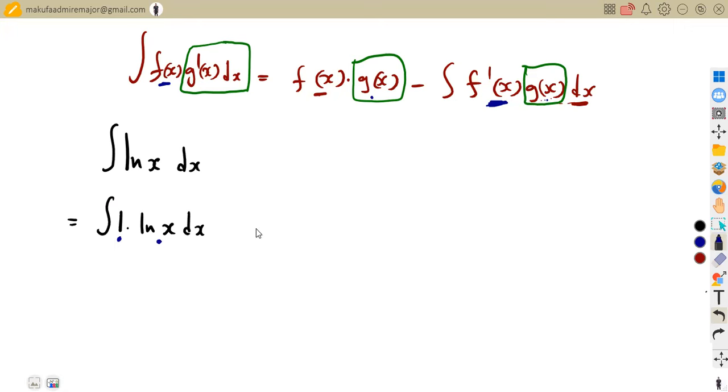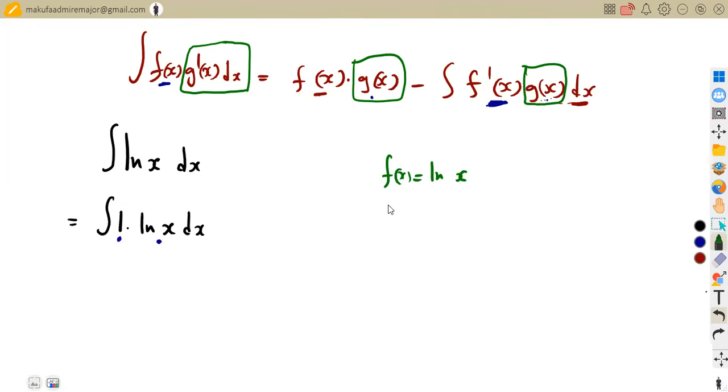And when dealing with a ln, it's best for you to have your f of x as the ln. Why? Because if we choose to say our f of x is a 1, let us see what was going to happen. If we said f of x is 1, its derivative in this case was going to give us a 0 because it's a constant. So this part was not going to work. So it's best now for us to have our f of x as the ln of x.